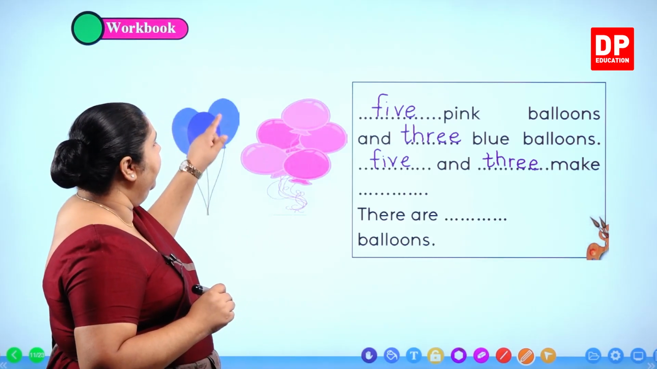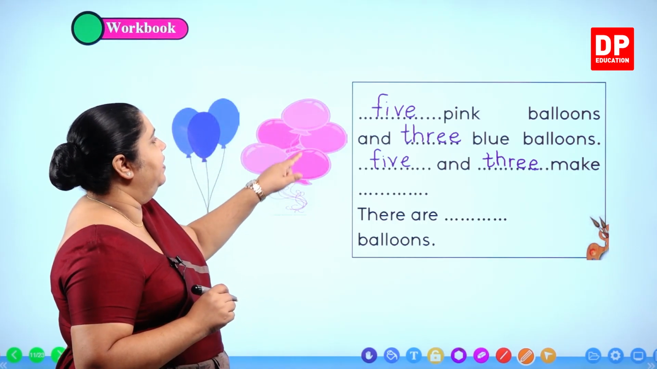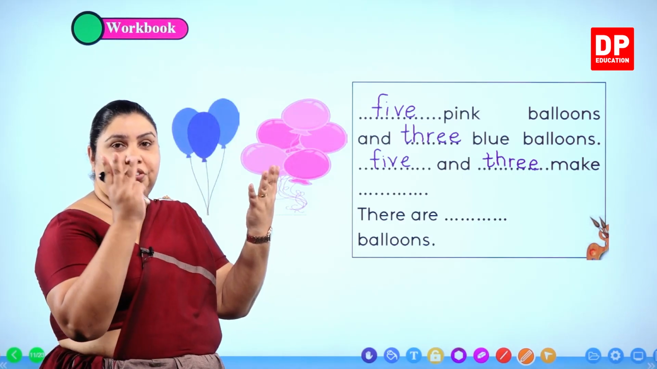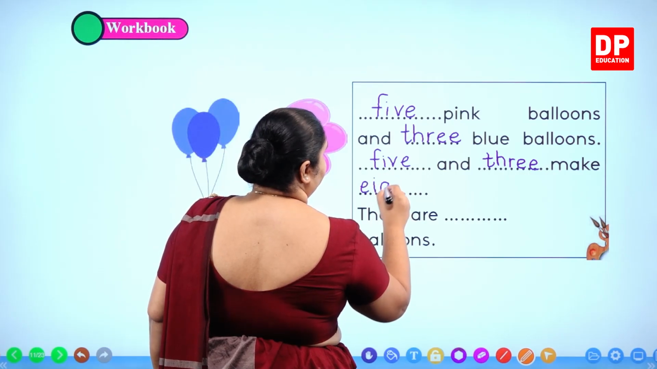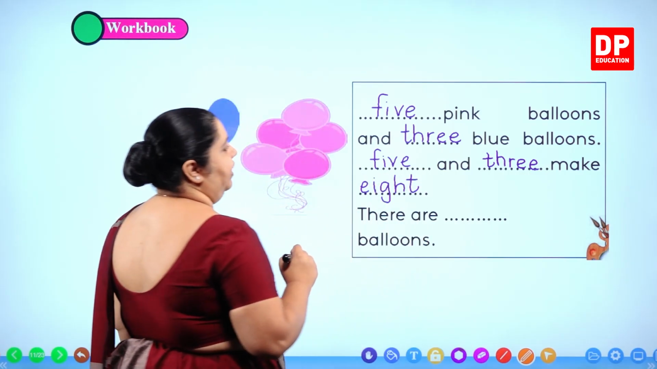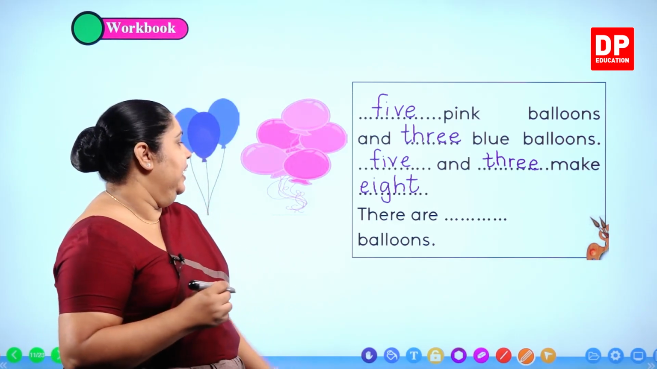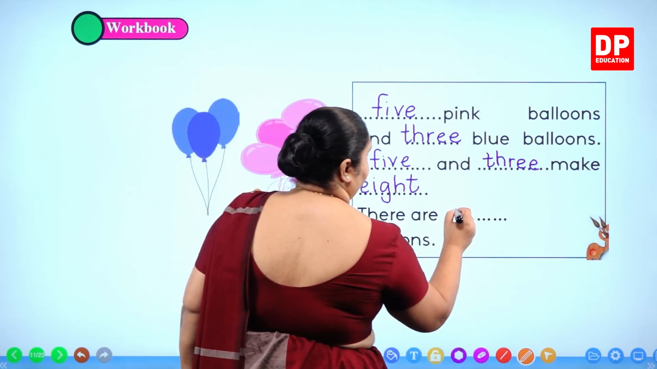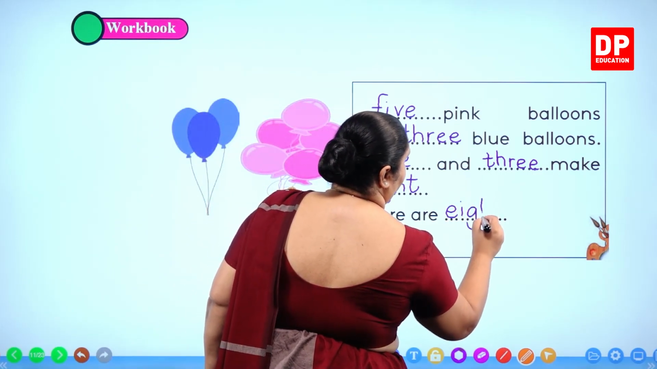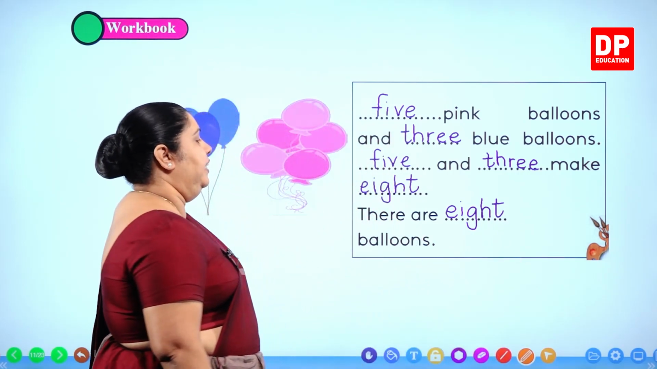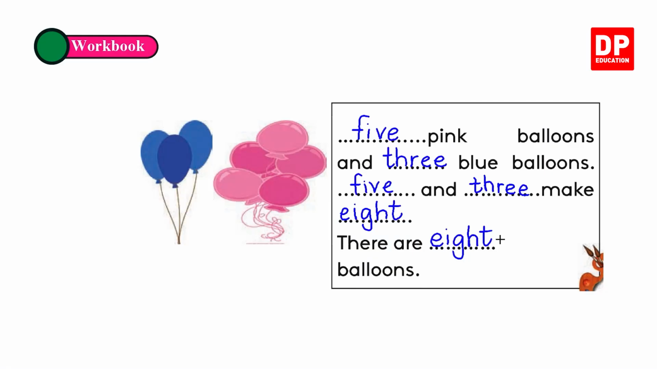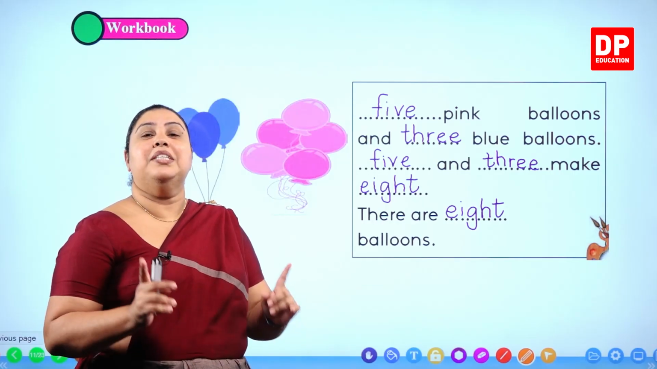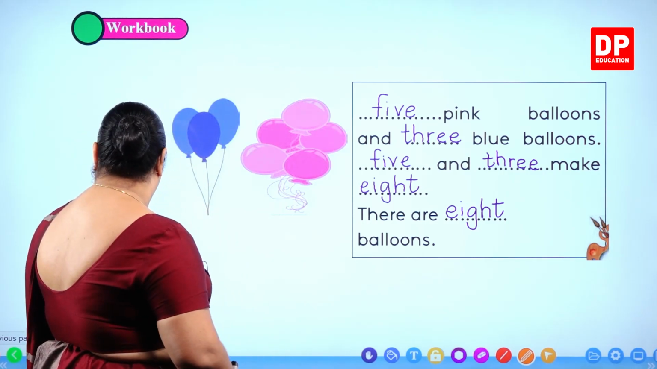1, 2, 3, 4, 5, 6, 7, 8. 5 and 3 makes 8. How do we write 8? E-I-G-H-T. 5 and 3 make 8. There are 8 balloons. So altogether we have 1, 2, 3, 4, 5, 6, 7, 8. There are 8 balloons. Now let's move on to our next little picture that we have here.